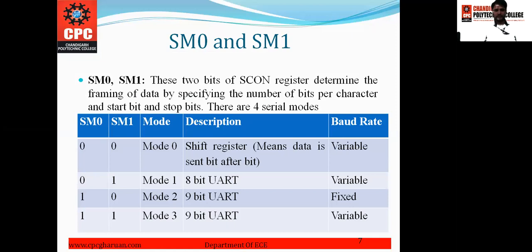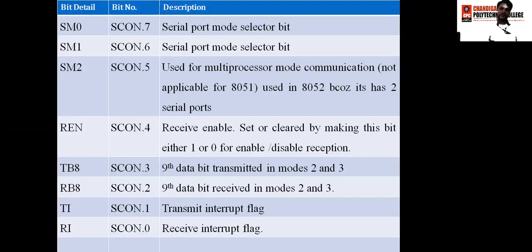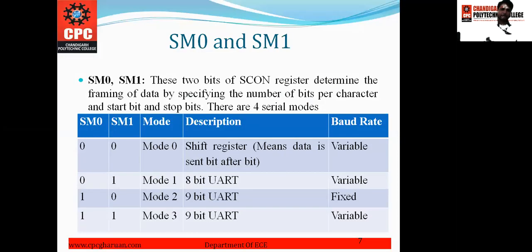In this slide, you can see SM0 and SM1. We will discuss all these bits in detail again. SM0 and SM1 are the mode selector bits. These two bits of the SCON register determine the framing of data by specifying the number of bits per character and the start and stop bits. There are four serial modes because SM0 and SM1 are two bits, and we have four combinations: 00, 01, 10 and 11.